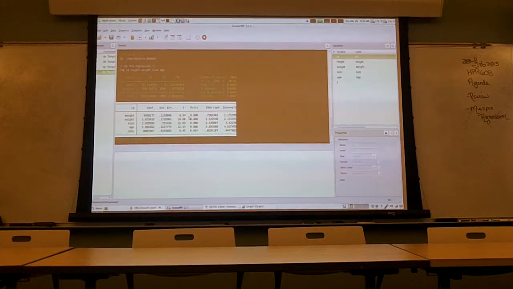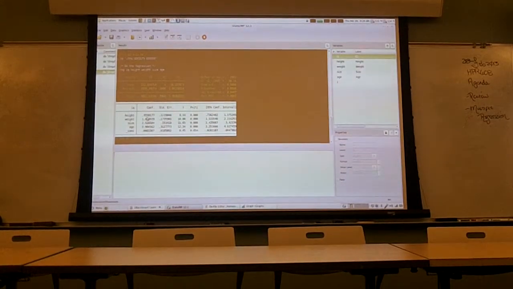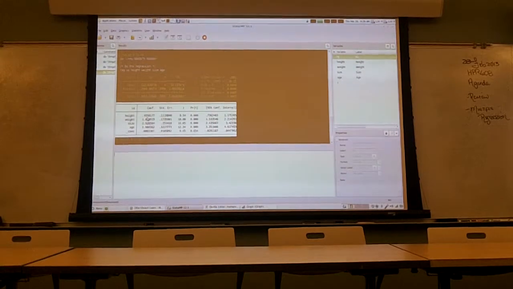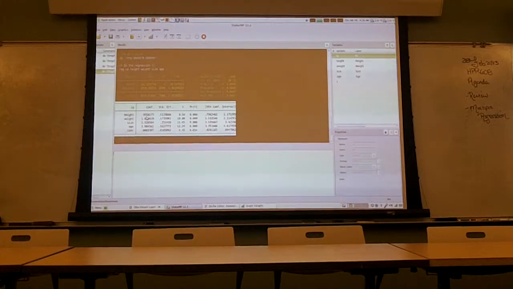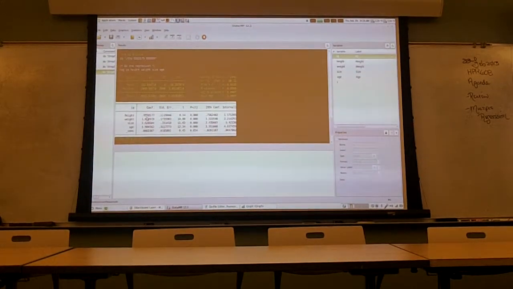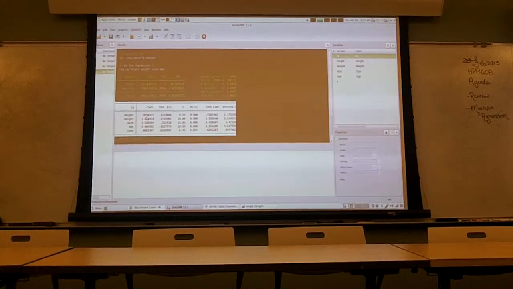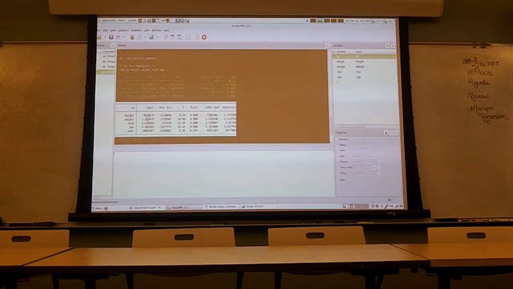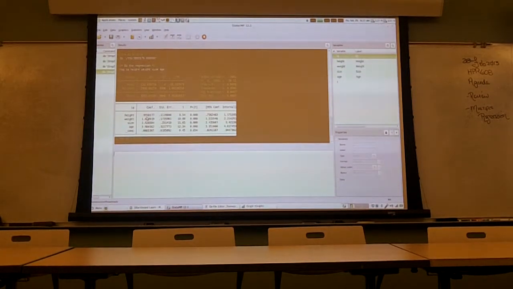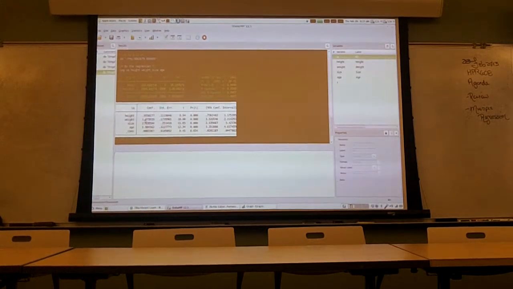Is it a 0.96 increase in IQ or a 0.96 increase in height? For every 1 unit increase in height, we expect a 0.96 increase in IQ. Right, so this is an expected change in y for every 1 unit change in x.